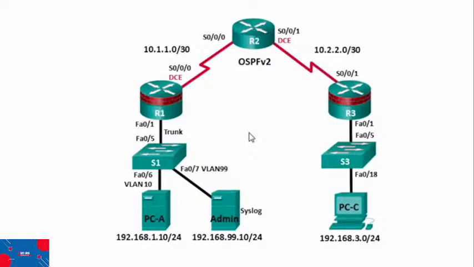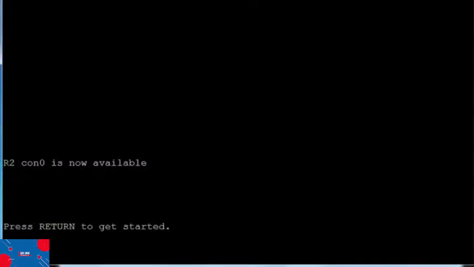No passwords, no encryption, so I need to secure my network devices. I need to secure the management plane where we manage the devices, and I also need to secure the control plane to secure control information like the routing protocol information that's exchanged by OSPF between the routers. So to do this, I'm going to focus first on router R2.